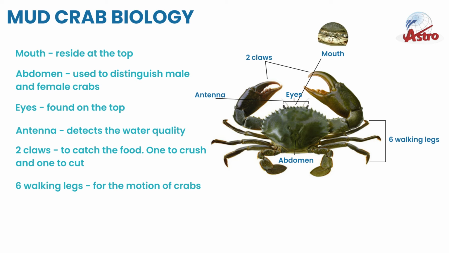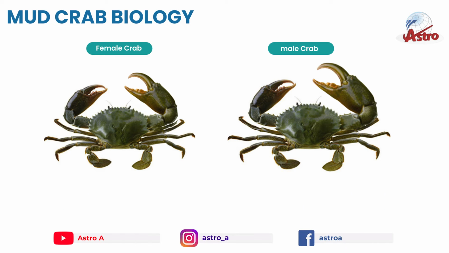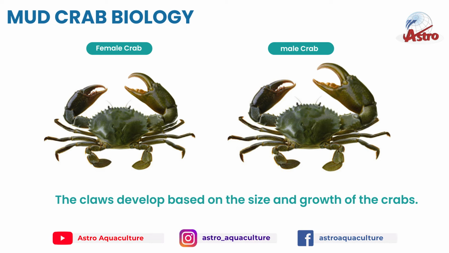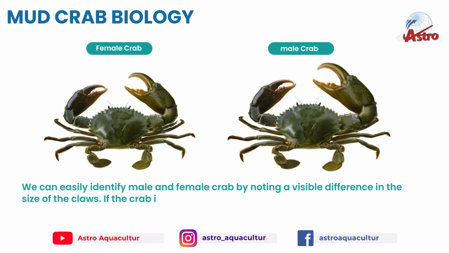Six walking legs for the motion of crabs. Two swimming legs used to swim. Note, the claws of male crabs are bigger than the female crabs. The claws develop based on the size and growth of the crabs. We can easily identify male and female crab by noting a visible difference in the size of the claws.